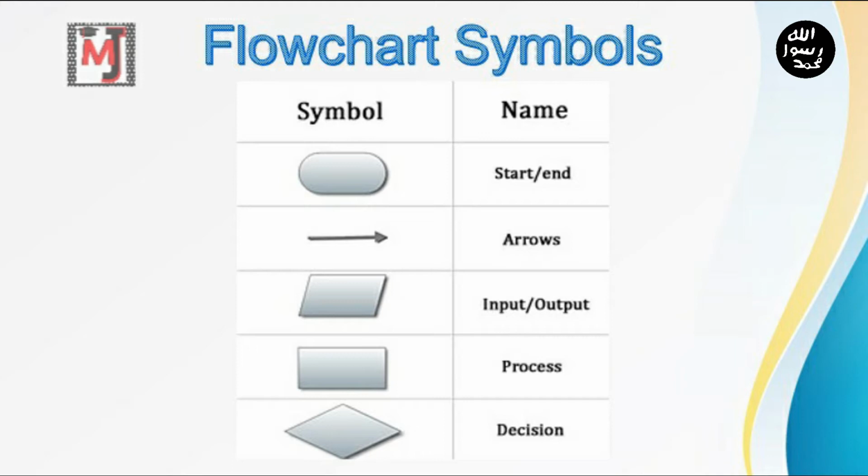So, when we want to start or end, we will use the symbol oval. When we want to show the relationship, then we use the symbol arrow. And if we want to show input or output, we use the symbol parallelogram. Similarly, for processing, we use the symbol rectangle. And for decision making, true, false, yes, no, we will use the symbol diamond. So these are some major important symbols that are used in making the flowchart.